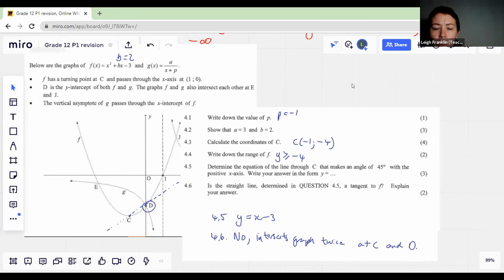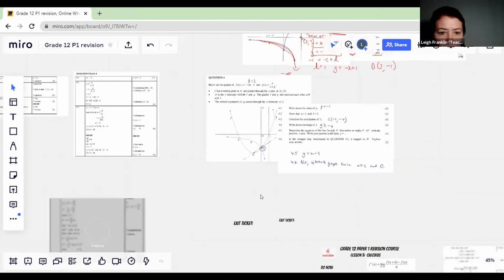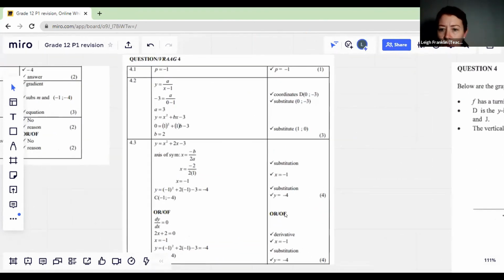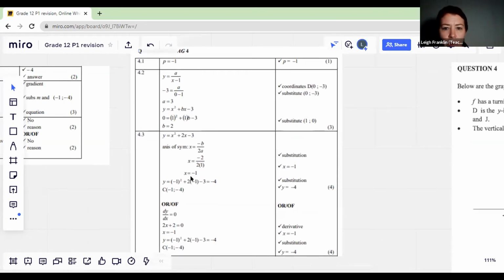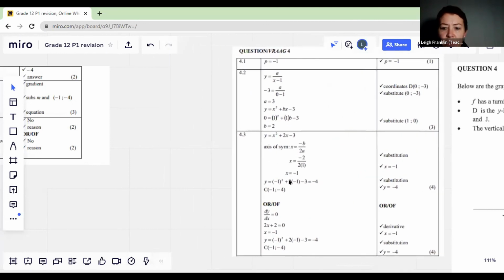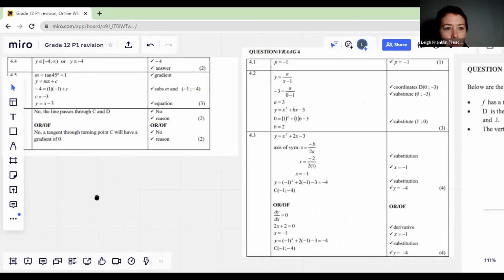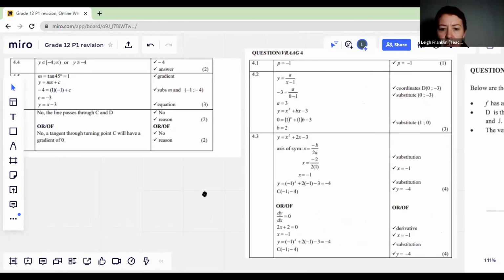Yes, ma'am. I was just asking to see the memo if that's possible. Yes, I have the memo right here. Okay, I think we should keep it on there for just a minute or two. Can everybody see it? There we go. So there you can see where the marks were allocated as well. Thank you, ma'am. No problem.